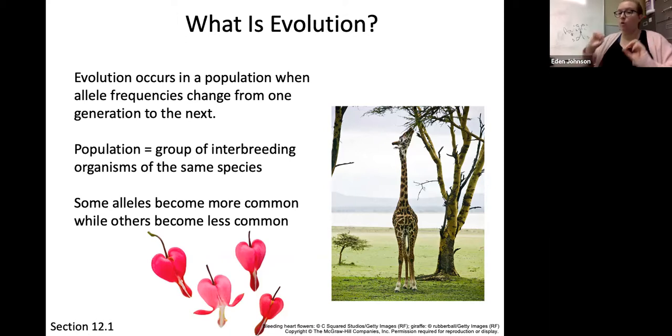If you have only two options, a big A or a little a, is there an option of having a medium-sized A? No, it's not. You have a dominant allele or a recessive allele. If the dominant allele becomes more common, the recessive allele becomes less common. If the recessive allele becomes more common, the dominant allele becomes less common, okay?